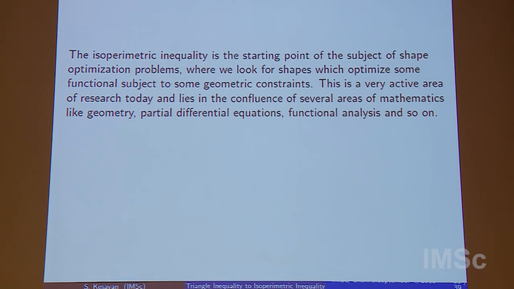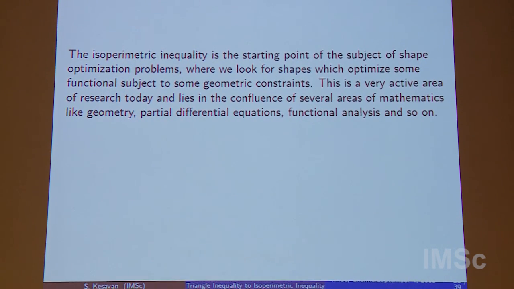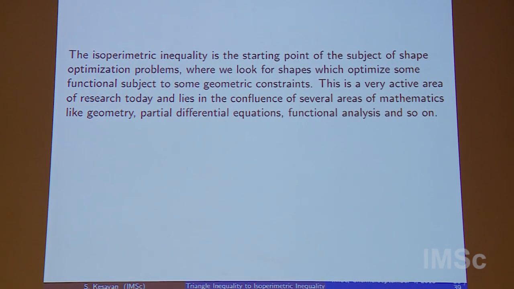So the isoperimetric inequality is the starting point of the subject of shape optimization problems, where we look for shapes which optimize some functional subject to some geometric constraints. So this is general. In this case, we maximize the area, fixing the perimeter, or maximize the volume, fixing the surface area, something like that. So you fix something and you maximize or minimize something else.